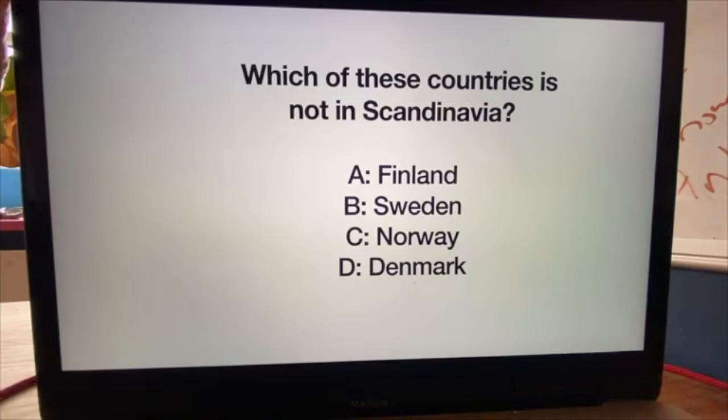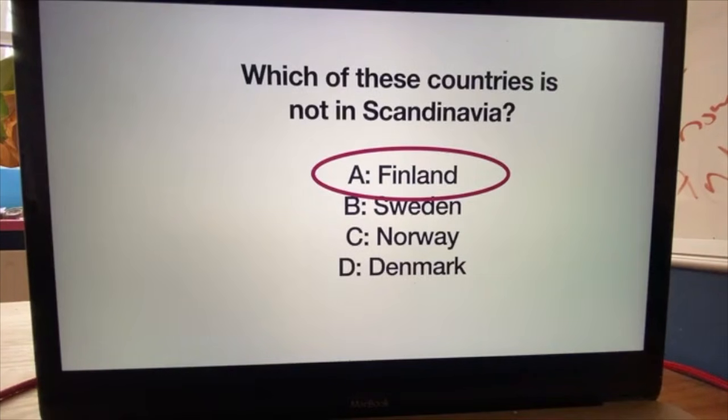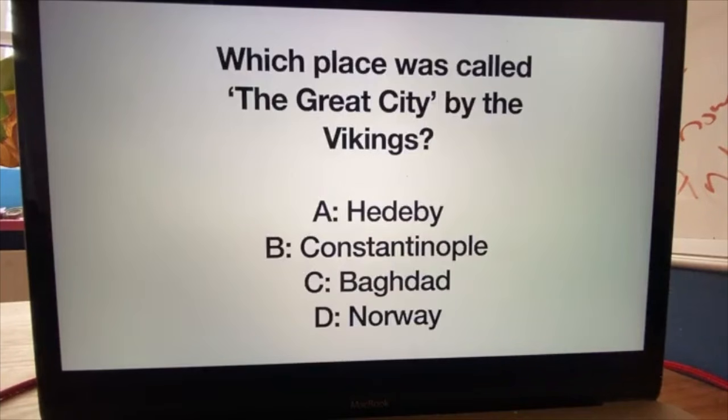But the main language of this country isn't even related to Proto-Indo-European. The answer is... Stop singing, Laura, you've got a sore throat. Finland had some Vikings in it, but it's not technically a Scandinavian country.